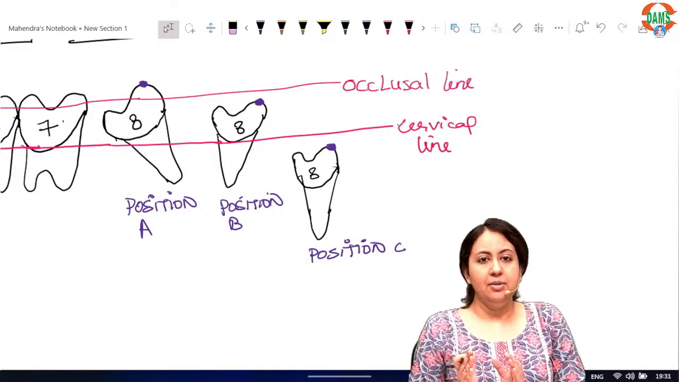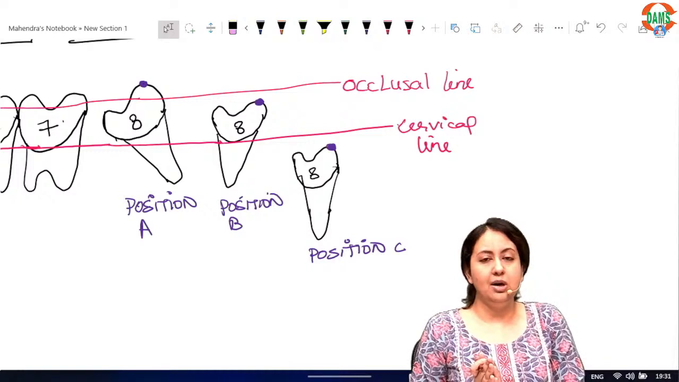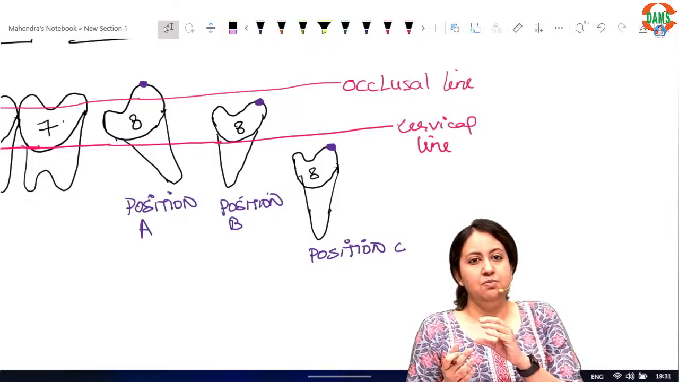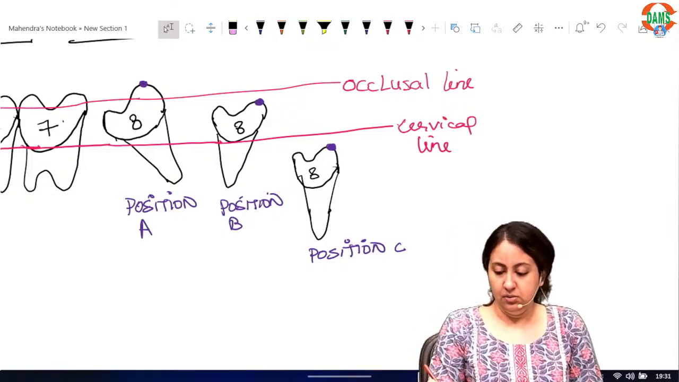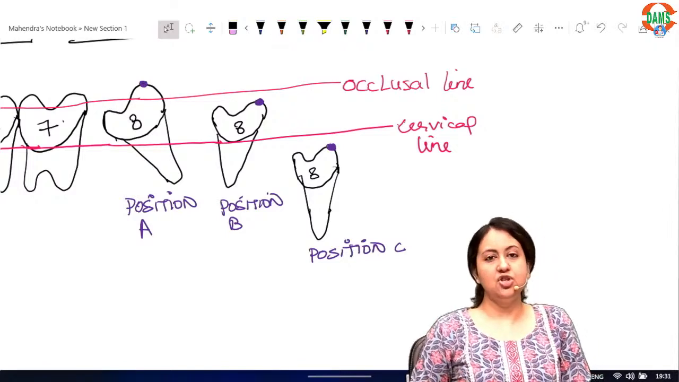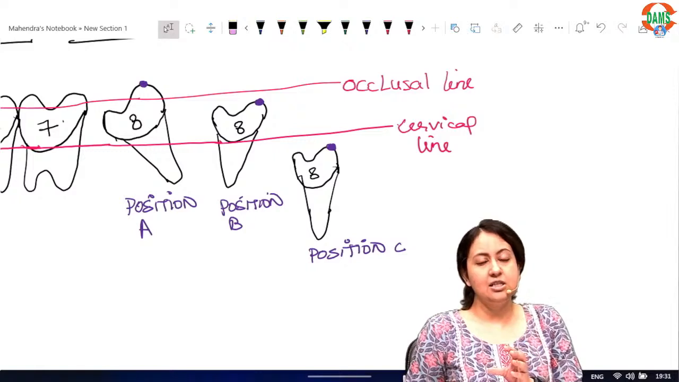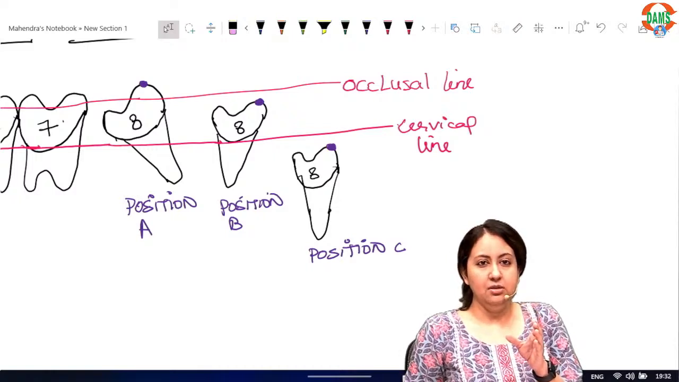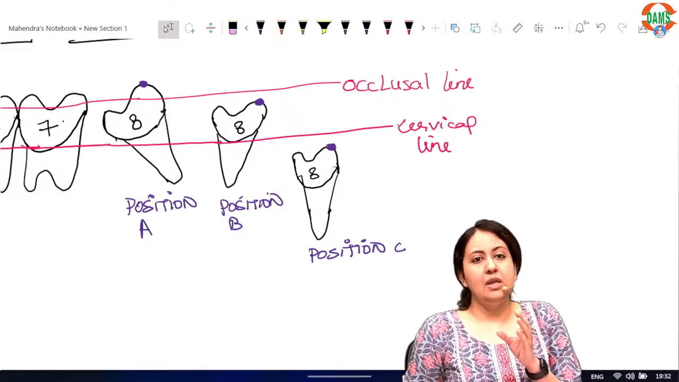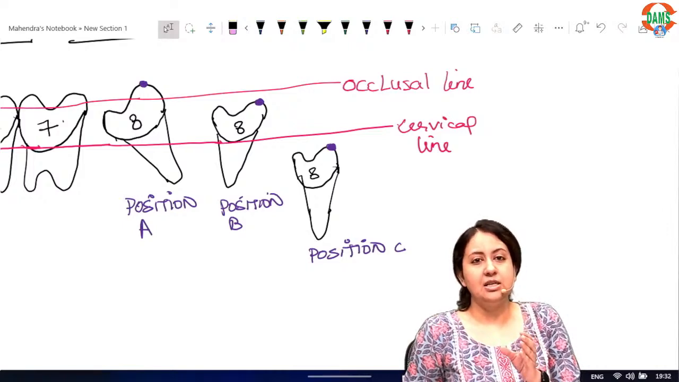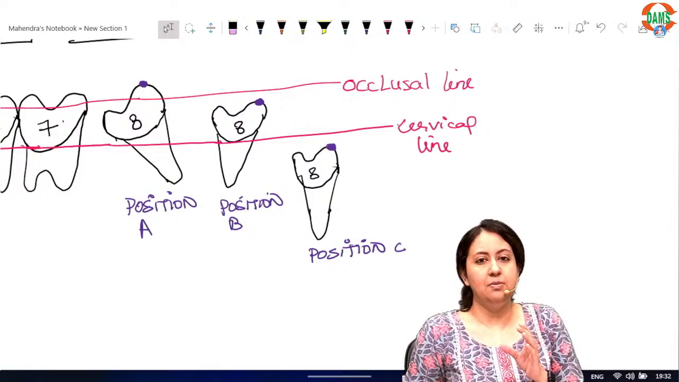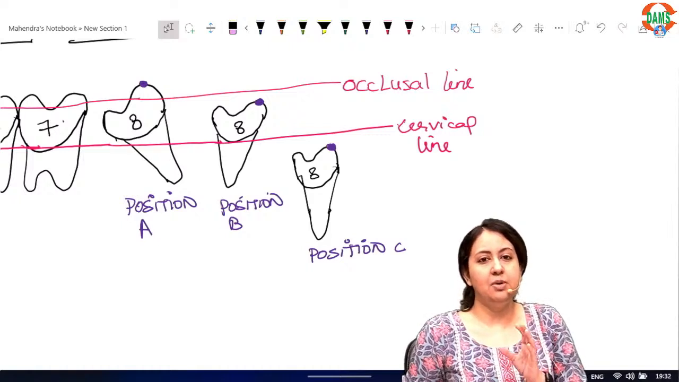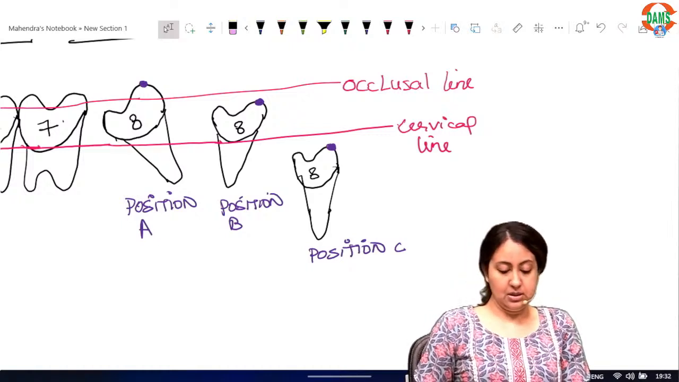Just remember this diagram. You will be able to answer questions in your exam. Position A, position B, position C. Position A is when the highest point of the impacted third molar is present at or above the occlusal line. Position B is when it is present in between the occlusal line and cervical line. And when it is below the cervical line, it becomes position C.